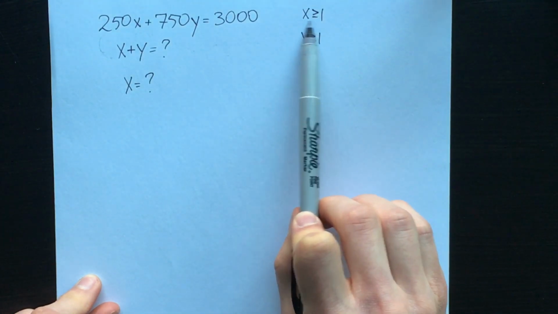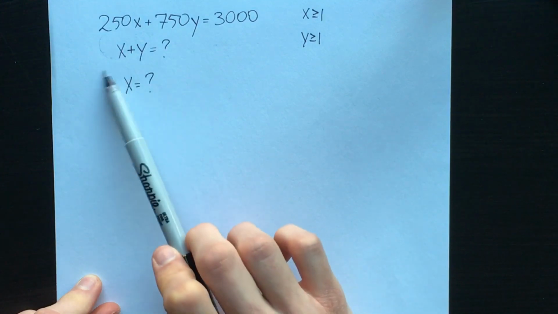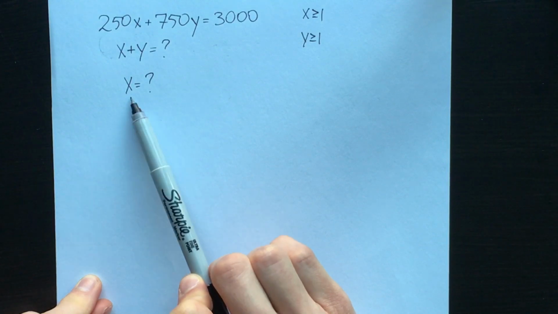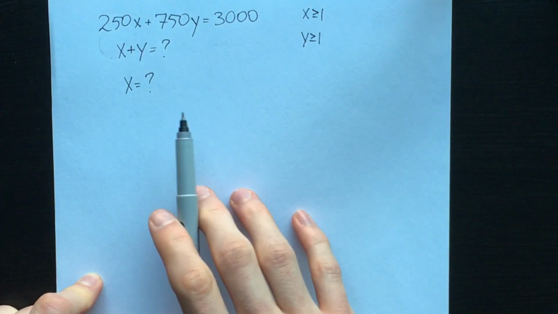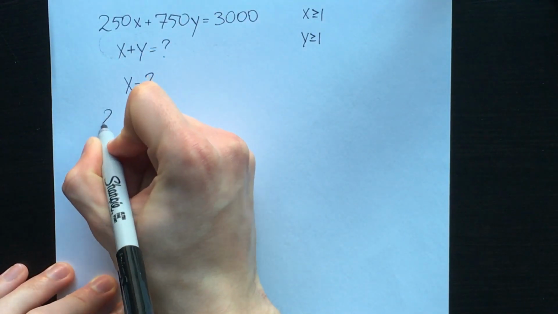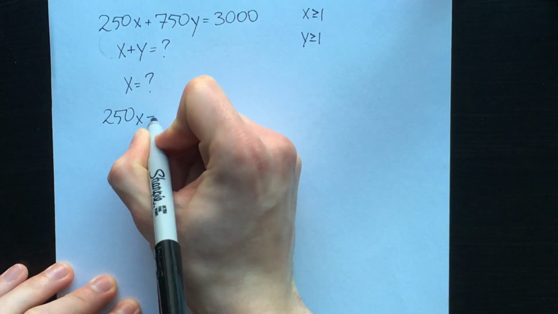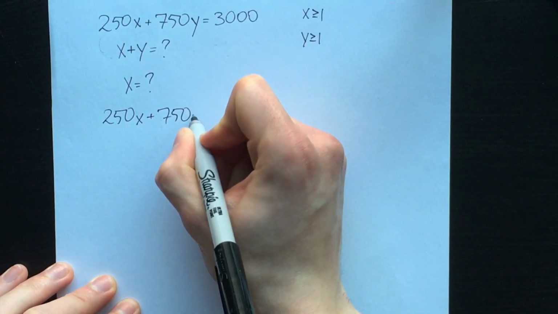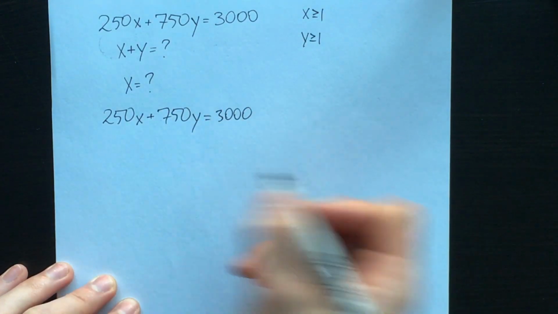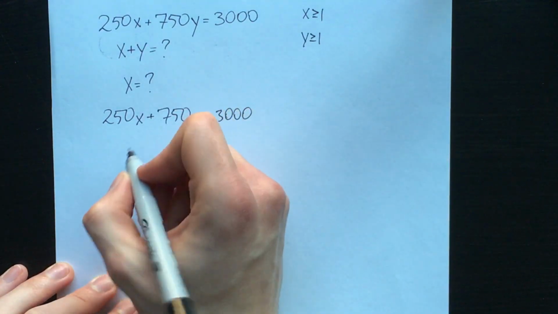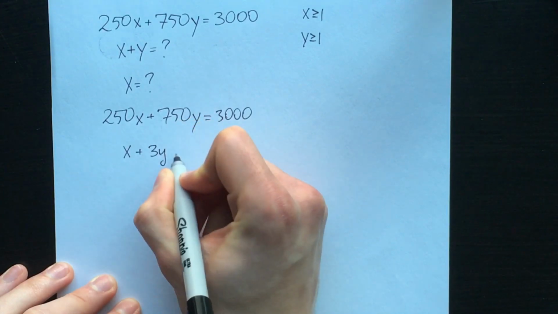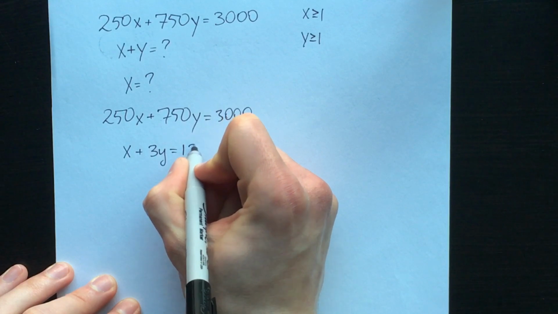We're also told that the number of each bonus is larger than or equal to 1. We don't know how many total bonuses were handed out, and we're actually looking for one possible number of $250 bonuses. So let's take this top equation right here. Let me rewrite it: 250x plus 750y equals 3,000. I see that everything here is divisible by 250. Let's make it a little easier on ourselves and divide the whole thing by 250. We'd get x plus 3y is equal to 12.